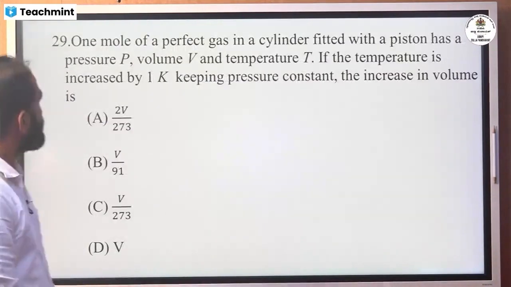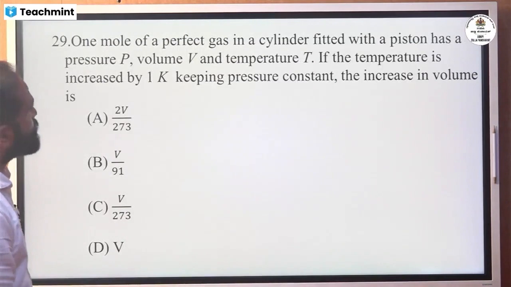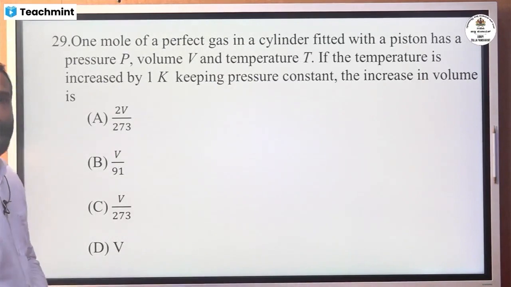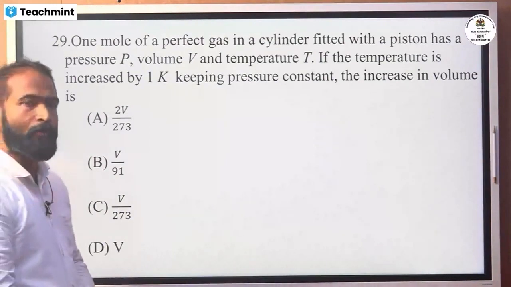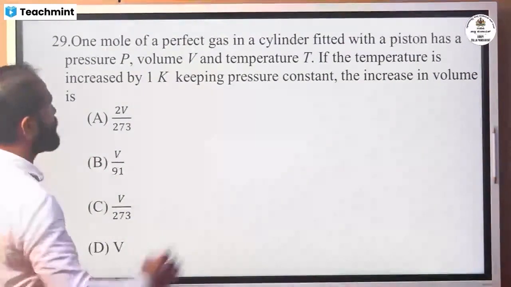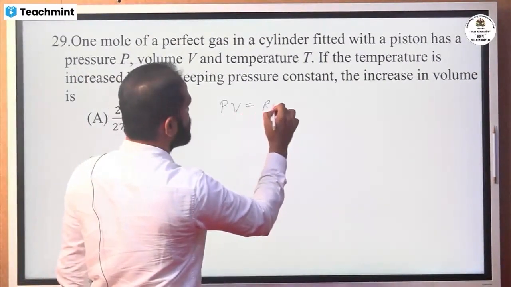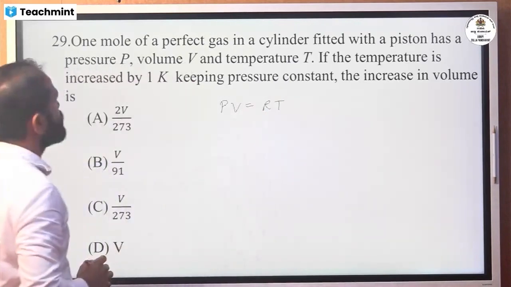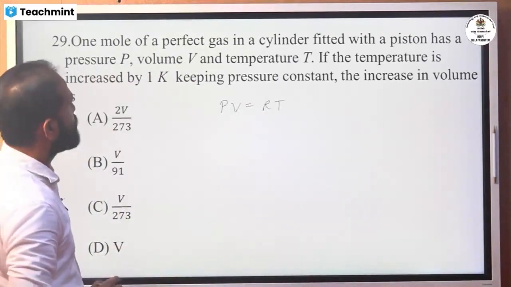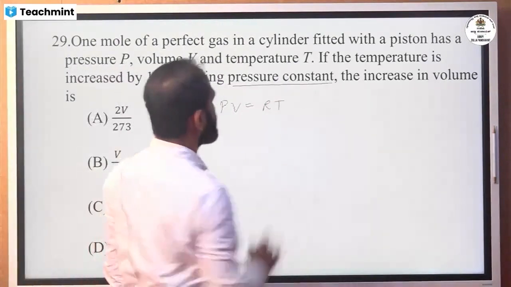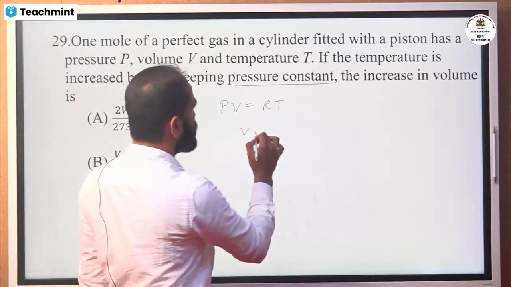Question 29. 1 mole of a perfect gas in a cylinder fitted with a piston has a pressure P, volume V, and temperature T. If the temperature is increased by 1 Kelvin, keeping pressure constant, the increase in volume is. Let's use the ideal gas equation. We have PV equal to nRT. So we don't know any initial conditions, but the only thing that we know is that pressure is kept constant.